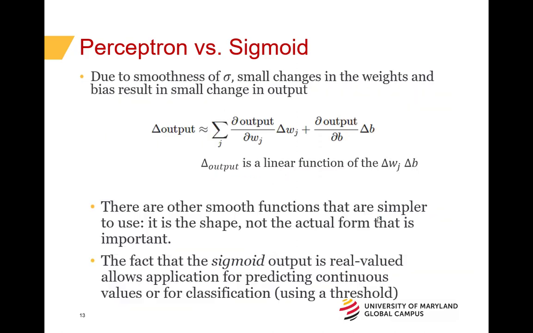By the way, sigmoid is not the only type of activation function. There are others that are in some cases simpler to work with, but this is just to explain, not exactly the actual form, because that's not what is important. The importance is in the smooth transition of the function.